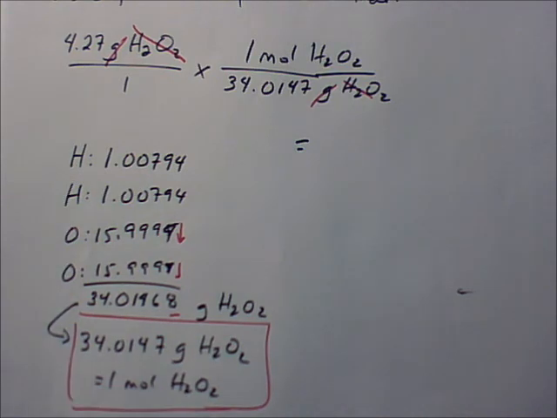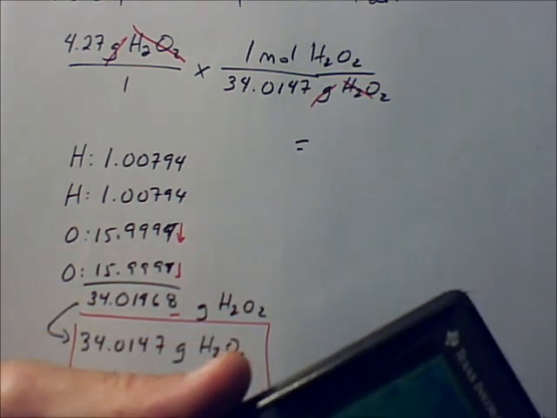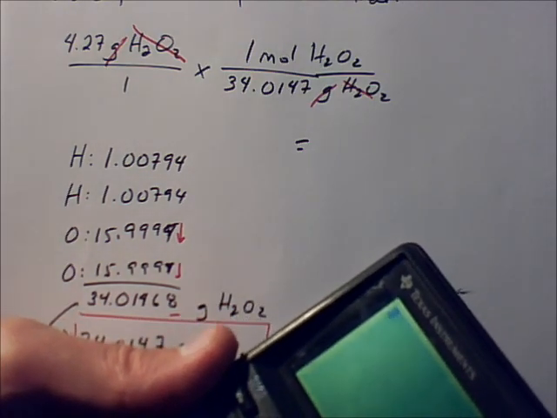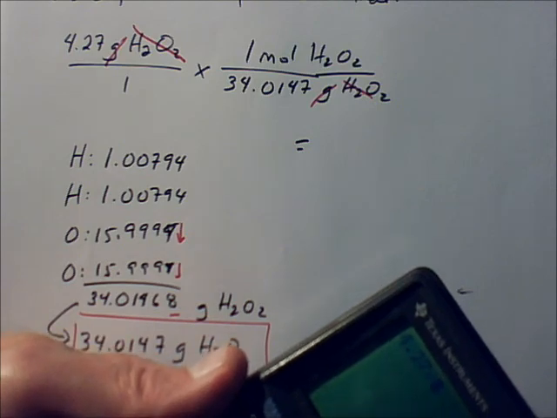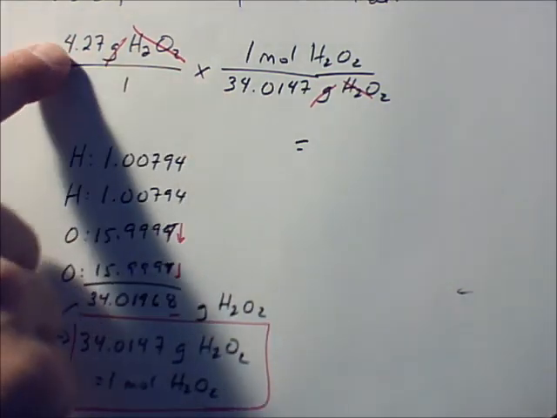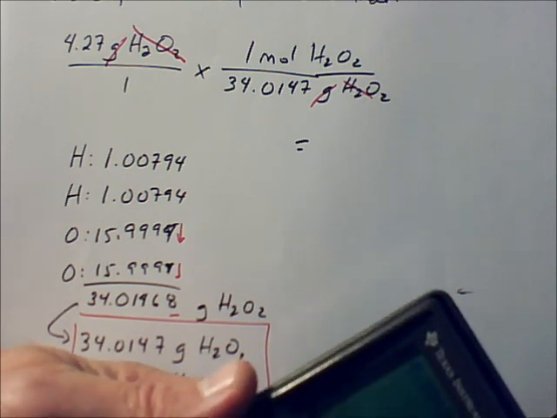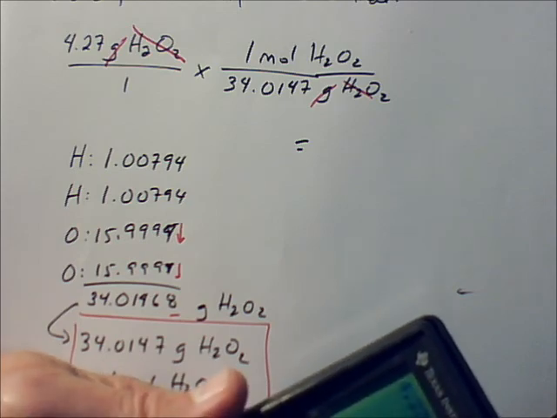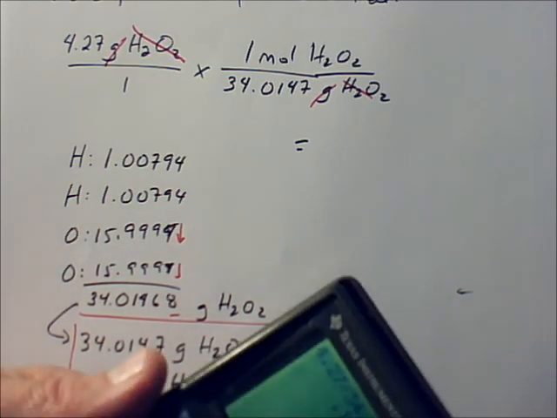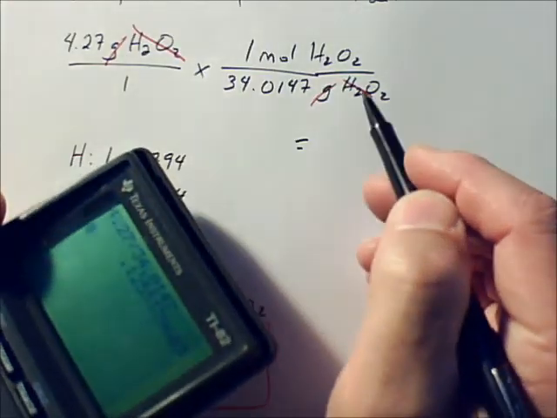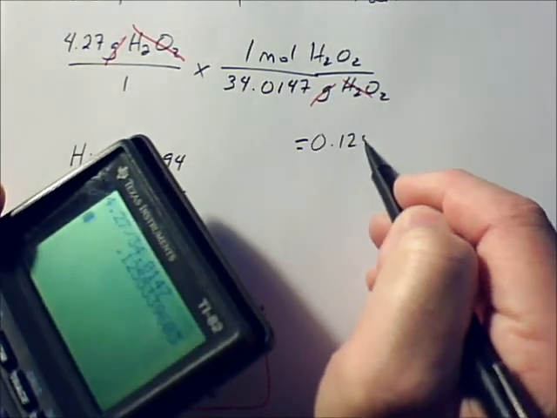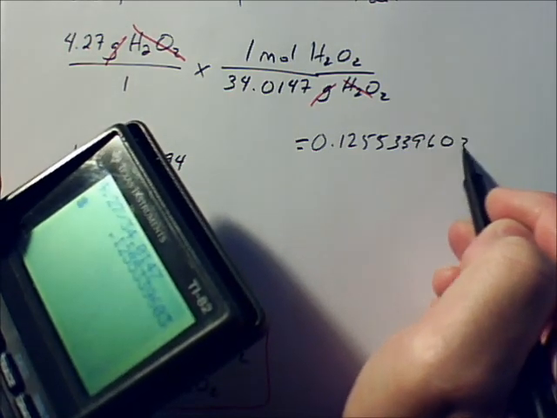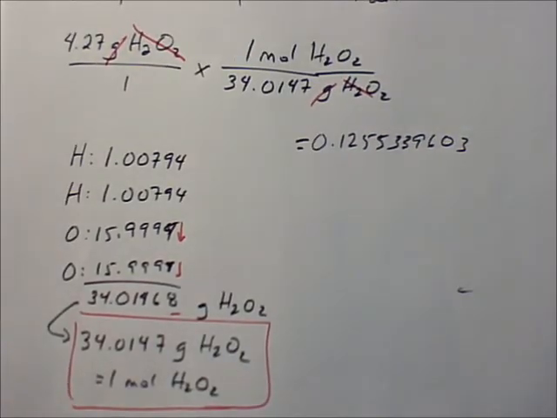All right, so we want 4.27. Not 42.7, 4.27 divided by, I got a number on the top, one on the bottom, so this is a division problem, divided by 34.0147. Okay? And I got 0.125539603. We need to round off.